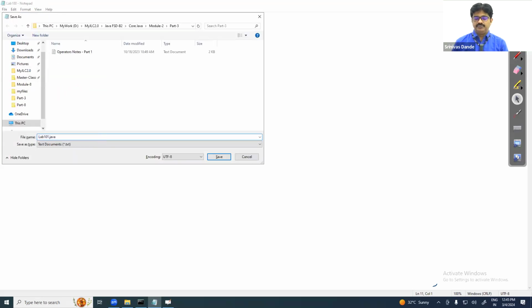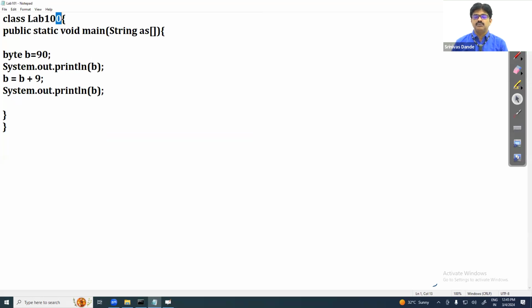Lab 101. Instead of expanded form, I will do b plus equals to 9. I just used a compound assignment here. Now tell me, guys. I'm using compound assignment. Now tell me what happens.